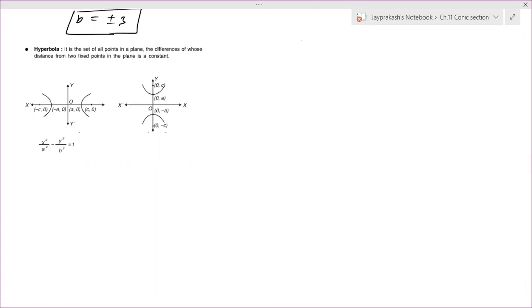Now, if we talk about the second, that is the y-axis hyperbola, instead of writing x square first, we will write y square as the first part. Now, for the hyperbola, the relation between a, b, and c is that c square is equal to a square plus b square, or we can write c is equal to the square root of a square plus b square.